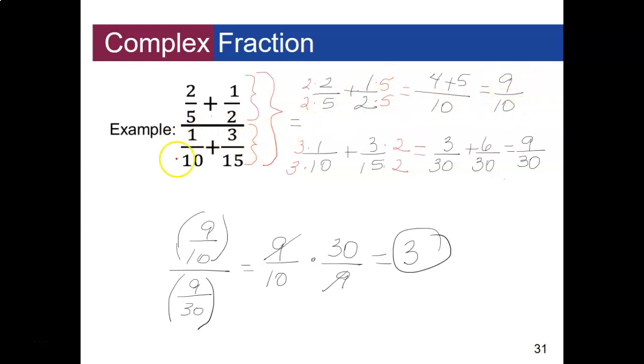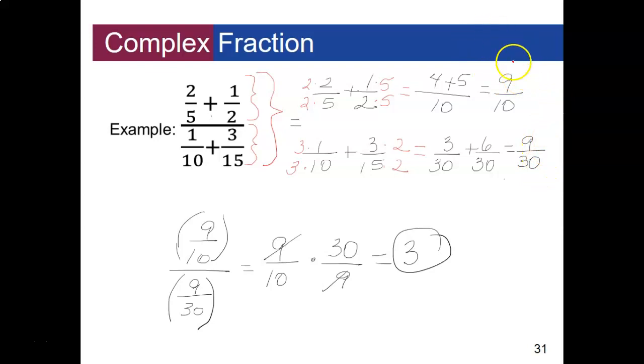If I come and look at this denominator here, if I've got 10 and I've got 15, both of those go into 30. So 30 is going to be my least common denominator. If I look here to get 30 in the denominator, I need to multiply by 3. So I'll do the numerator and denominator by 3. Here I'll do the numerator and denominator by 2 to get 30 in the denominator. Multiply across and I'll have 3 plus 6 is going to give me 9. And then I'll have 30 in the denominator, so 9/30.